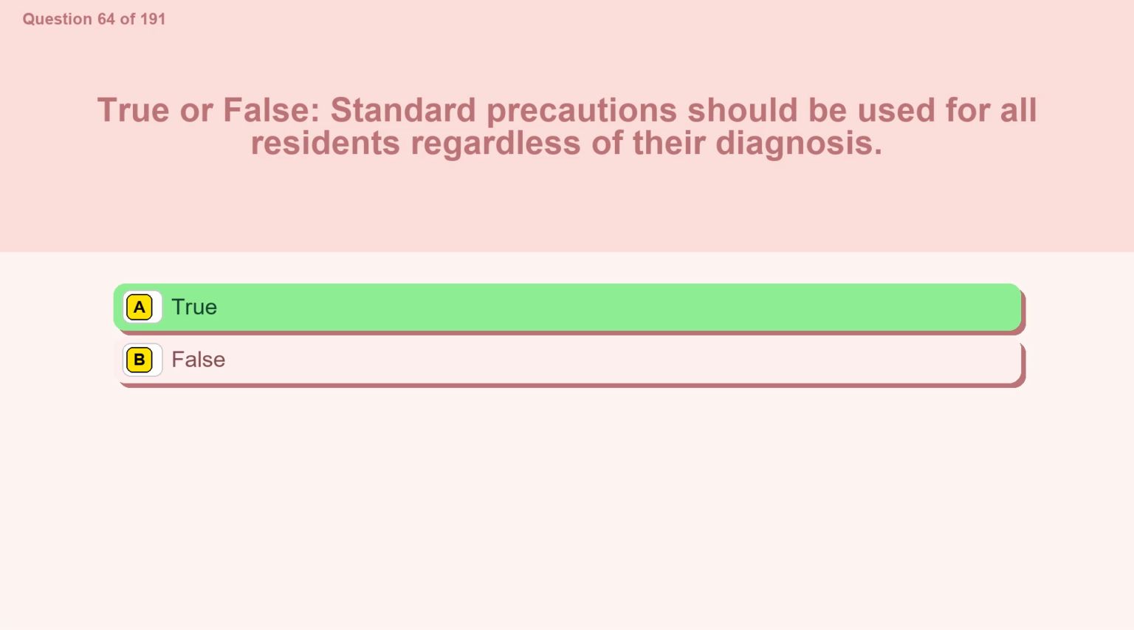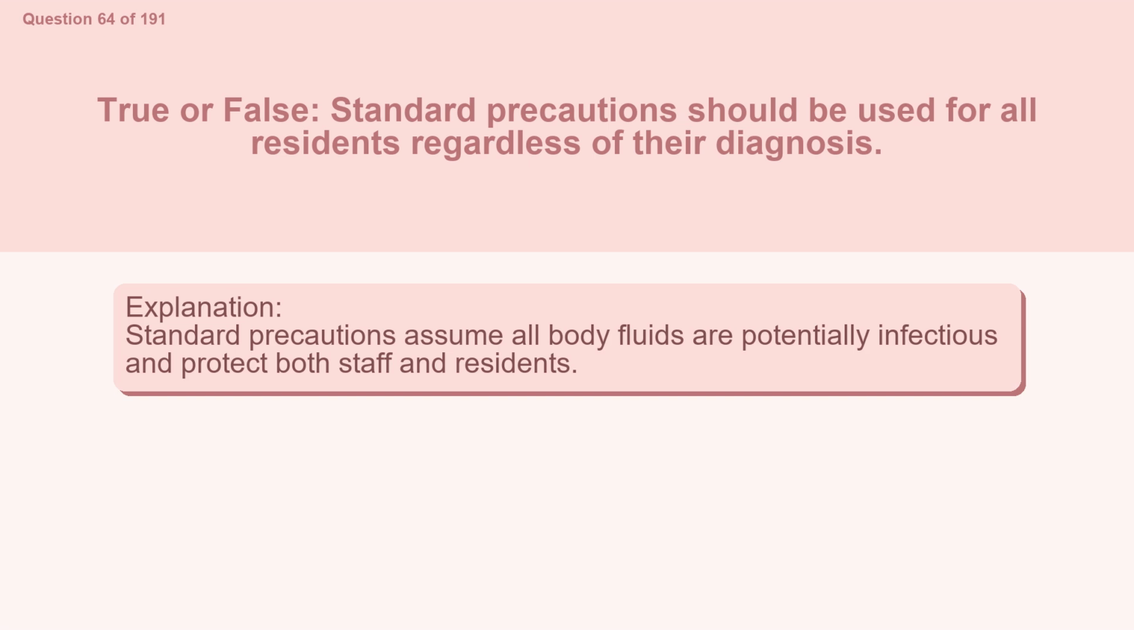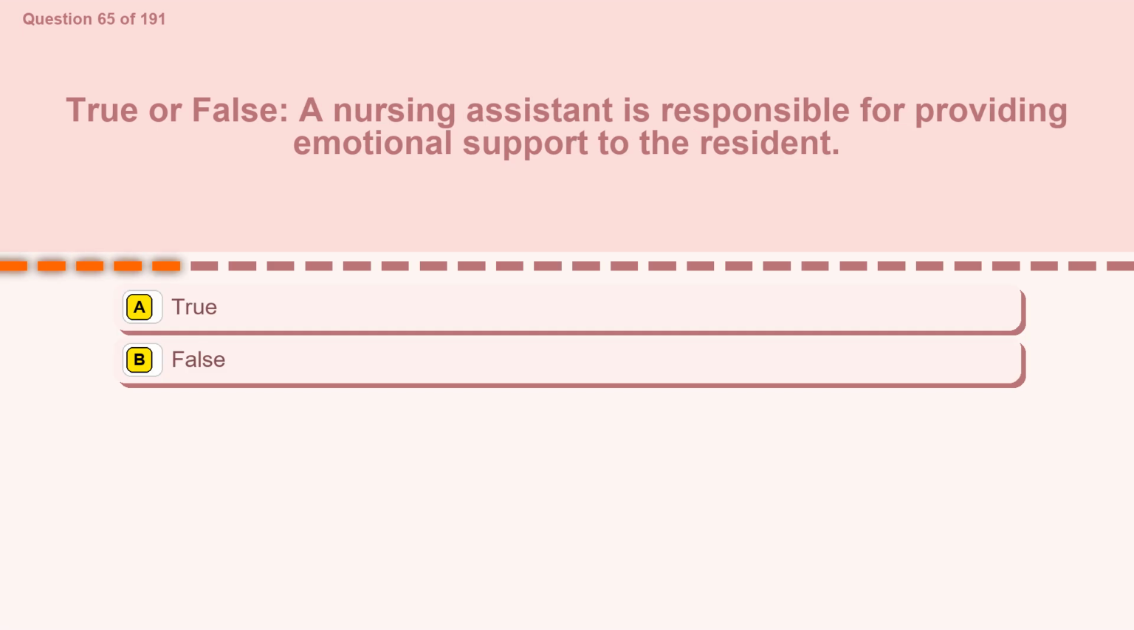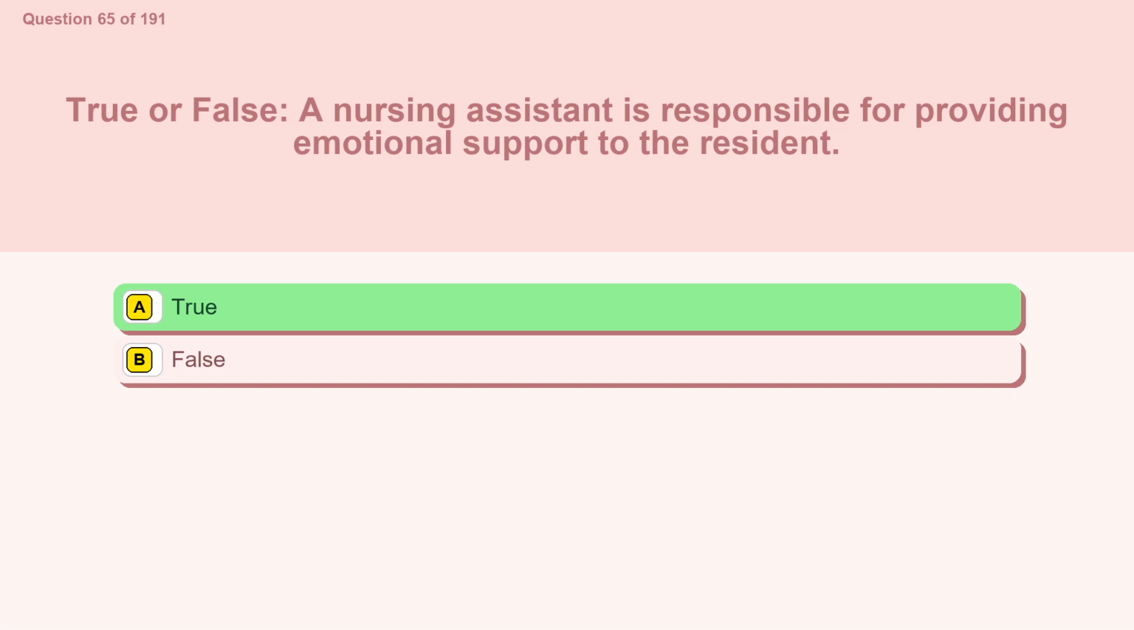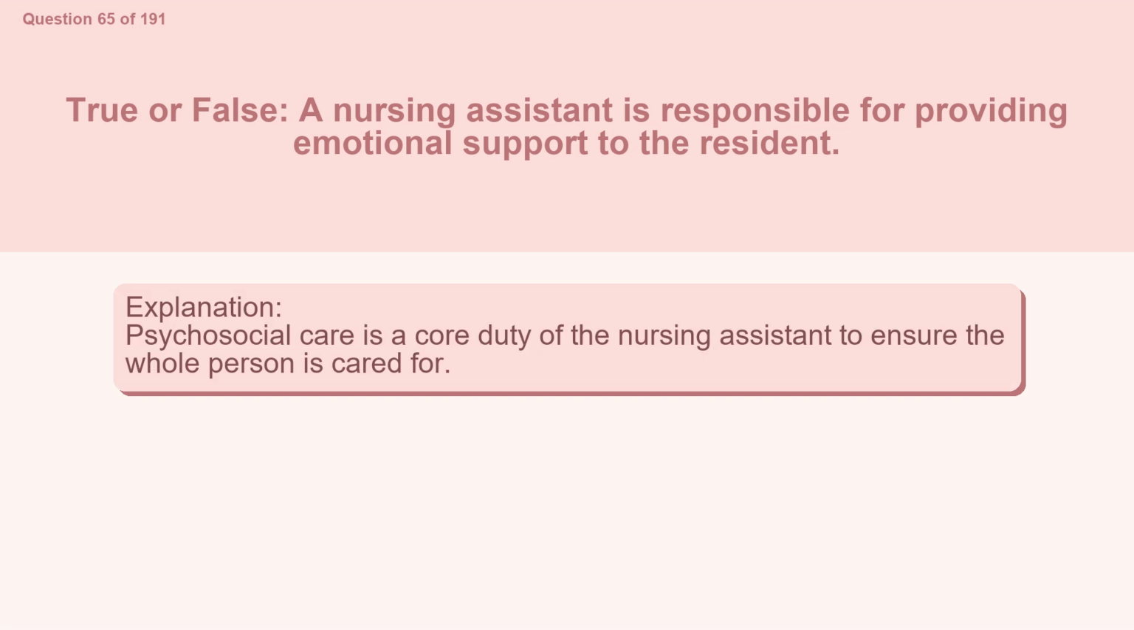The correct answer is option A, true. Standard precautions assume all body fluids are potentially infectious and protect both staff and residents. Question 65. True or false, a nursing assistant is responsible for providing emotional support to the resident? Option A, true. Option B, false. The correct answer is option A, true. Psychosocial care is a core duty of the nursing assistant to ensure the whole person is cared for.